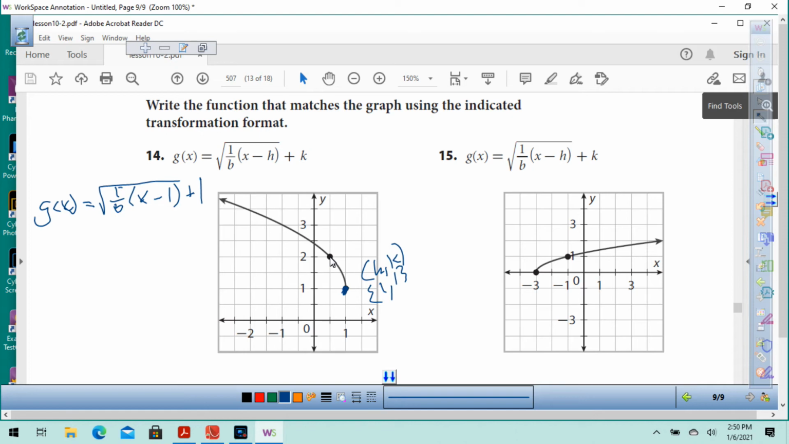Well, it's got a point here. This point here will help us. That is 1/2 and 2, right? 1/2 and 2. So this is our x and that is our y. So we got 2 equals the square root of 1 over b, and then we've got 1/2 minus 1 plus 1. Well, let's subtract 1 from both sides, and we got 1 equals the square root of 1 over b times, and that's going to be -1/2.